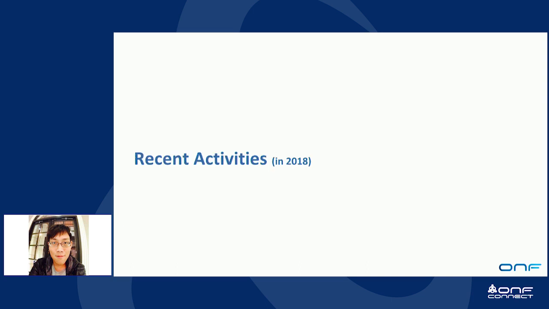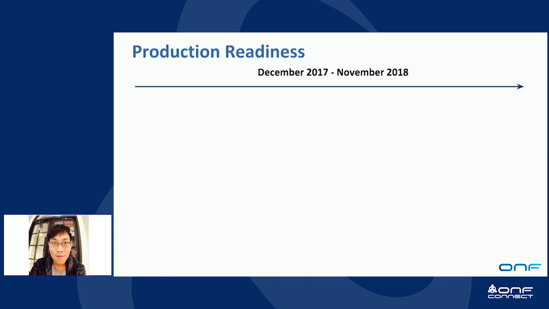So the next topic I'm going to talk about is the recent activities in 2018. As I mentioned, we spent a lot of development cycles in 2018 to make Trellis production ready. So here's what we've done. In terms of production readiness, since December of last year till today, we've done a lot of things.